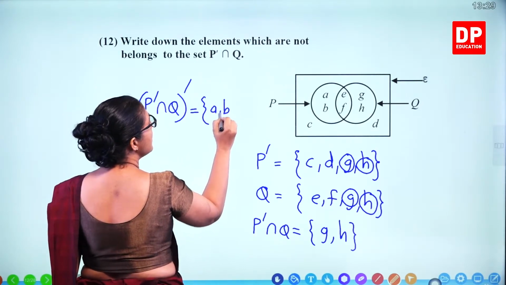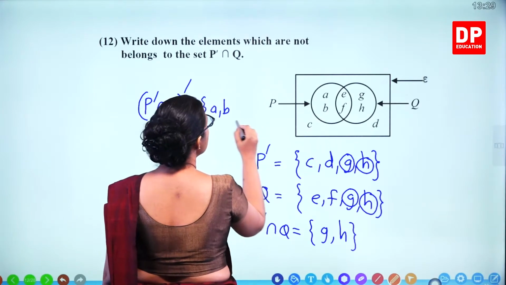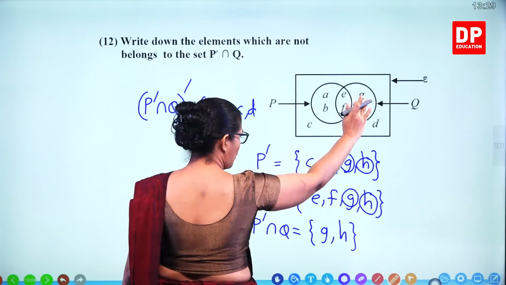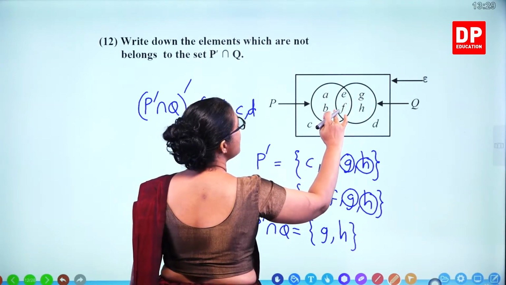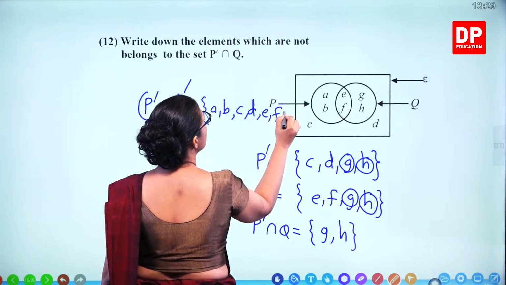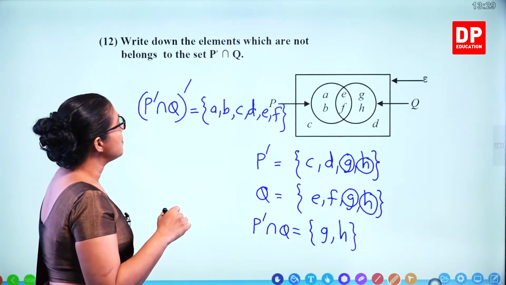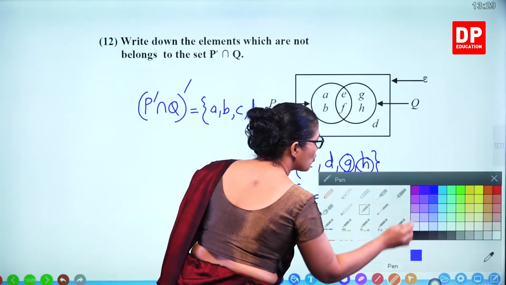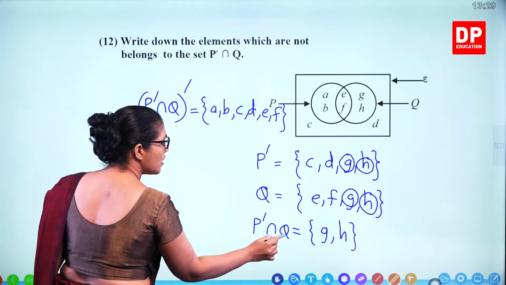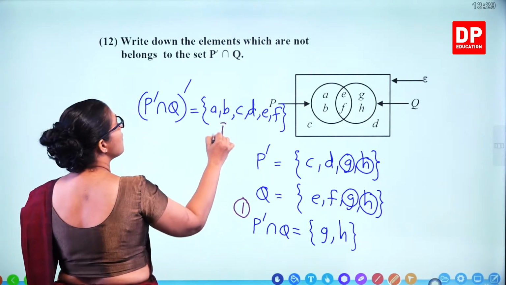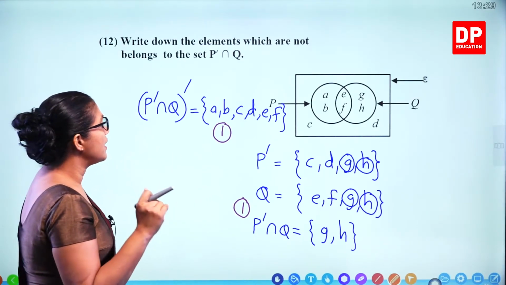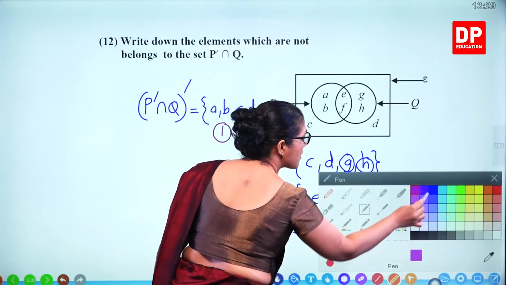A, B, C, D. Yeah, GH is not there. A, B, C, D, E, F. So you have to write all the other elements. So that's the answer. 2 marks for that. So identify P dash intersection Q, 1 mark, and finding not belongs to this, so that means everything outside that. So you get 2 marks.